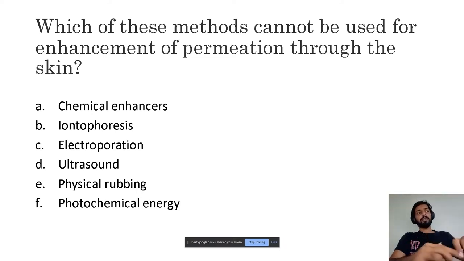Physical rubbing is what you should not do to enhance skin permeation, because it really doesn't make sense. It doesn't help. Your skin tissue is tightly packed, and if you're physically rubbing while injecting nanoparticles or something, it might disturb the particles, break the cells in the vicinity, or cause inflammatory reactions and so on. So physical rubbing is not something you would want to do to increase permeation.